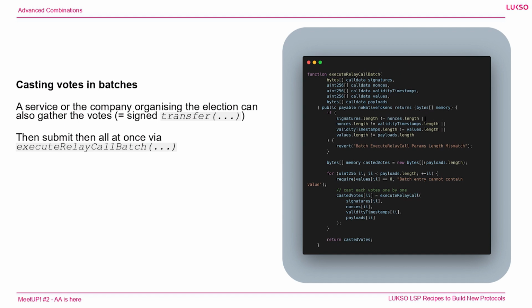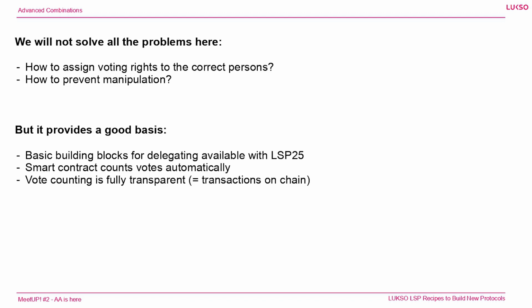And we can also have execute relay call batch, where the organization, the services responsible for running the election, can gather all these votes and submit everything in a whole batch, all at once. So here we're not going to solve all the problems, things like how do you prevent manipulation of the election, or how do you assign voting rights to the right person, but this is a good recipe that can be used as a good basis to kickstart your project and then expand upon it.